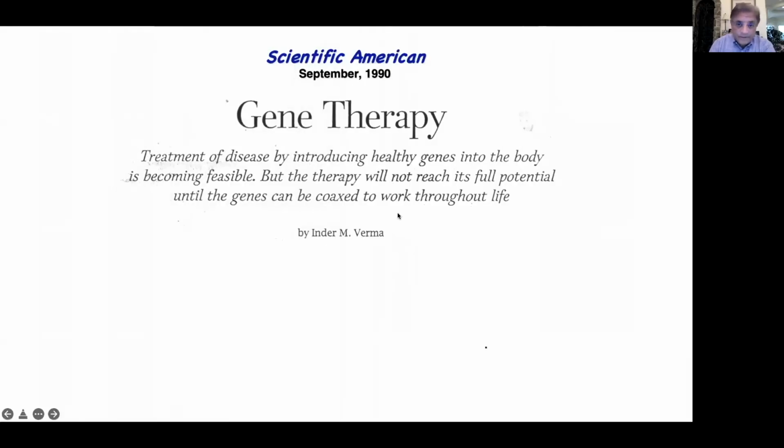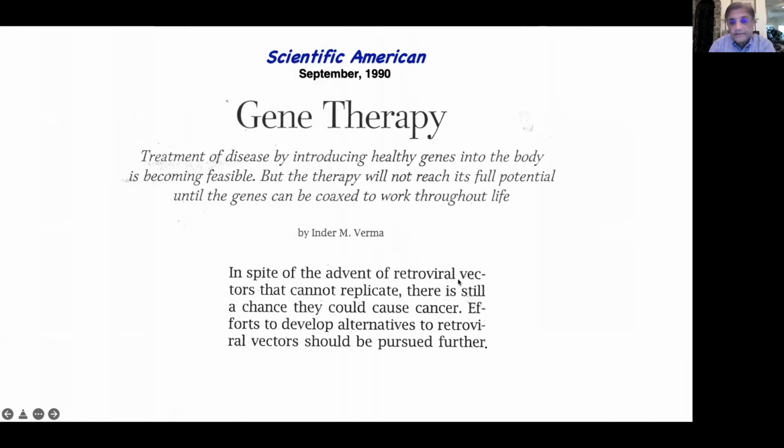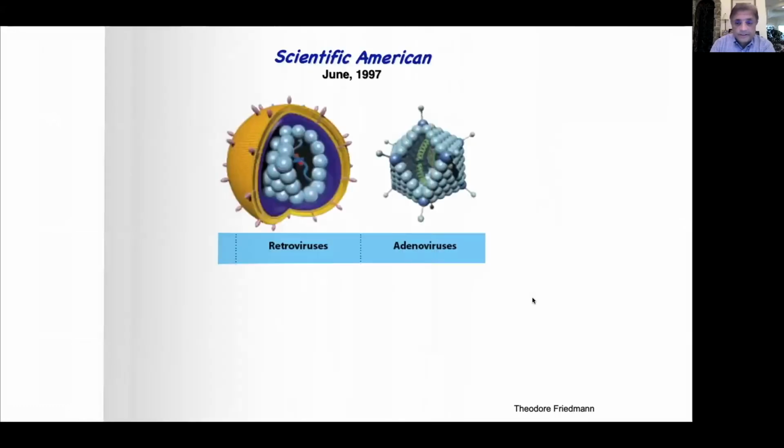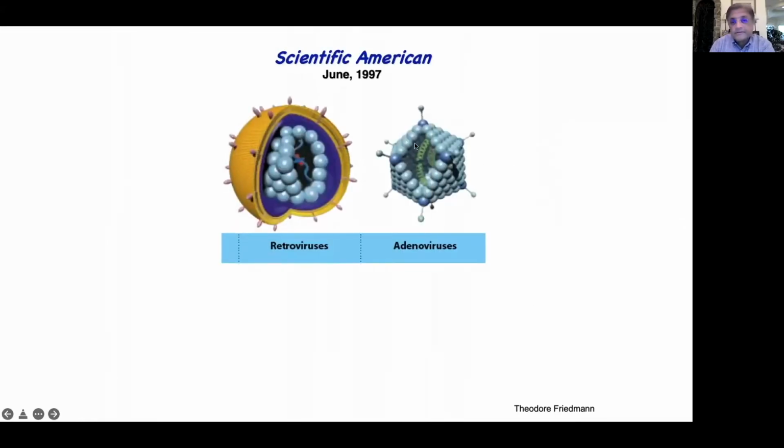So back to Dr. Verma's article. He said, in spite of the advent of retroviral vectors that cannot replicate, there's still a chance they could cause cancer, and they did. So he said that the efforts to develop alternatives to retroviral vectors should be pursued further. And sure enough, the next vectors were used, as already mentioned, by Jim Wilson, who was working on adenoviruses.